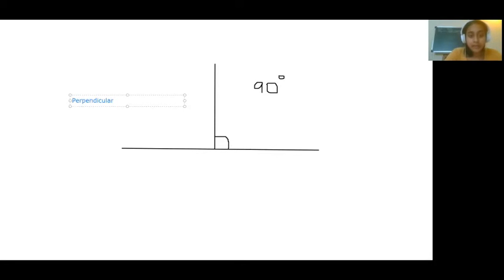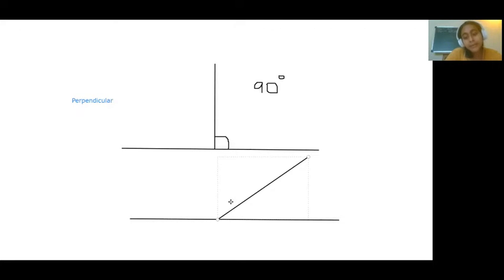Perpendicular. Now, instead, if you now have a line which looks like this and another line that intersects it here, but it forms an angle which is not 90 degree, then this is not a perpendicular. Only this is a perpendicular. Okay. Always remember, perpendicular means 90 degree.